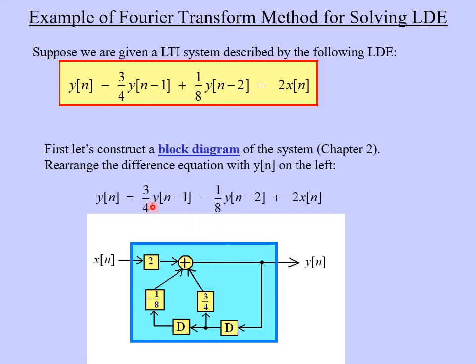The next term, let's do this one here. It's 3/4 times y of n minus 1. So here's y of n. We're going to put it through a delay to get y of n minus 1, and we're going to multiply it by 3/4 and throw it into the adder.